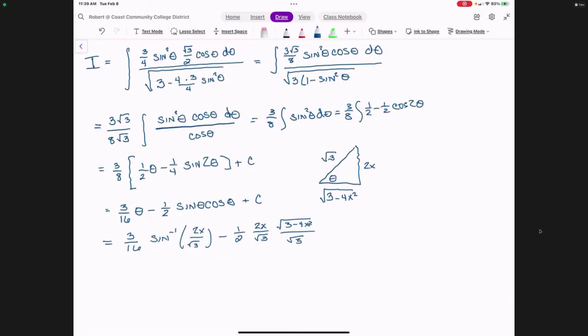And if you want to clean that up, you can. 3/16 sine inverse of 2x over radical 3 minus x radical 3 minus 4x squared over 3. And there you go.